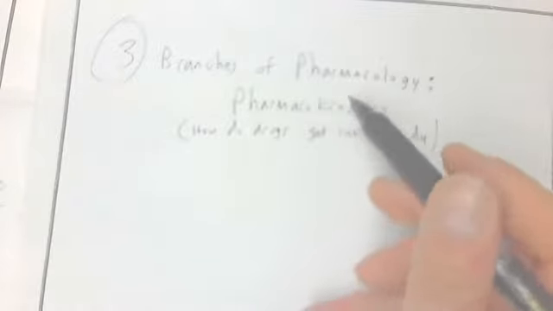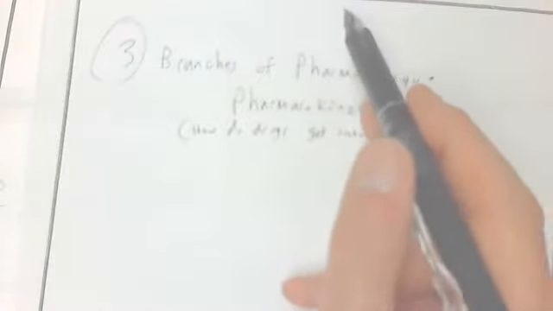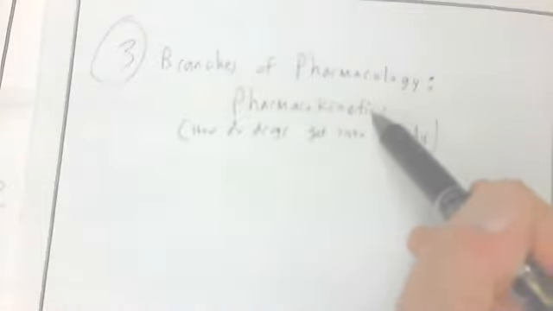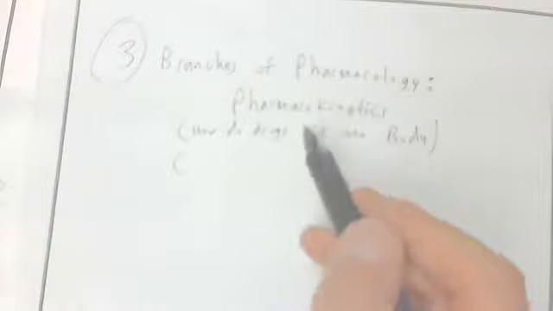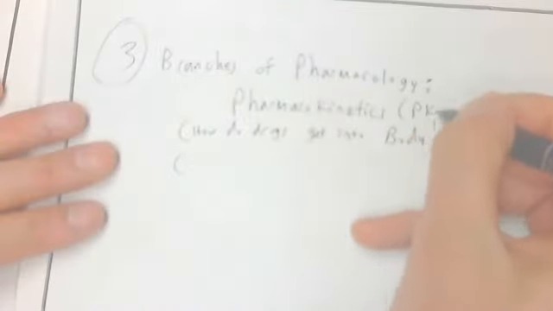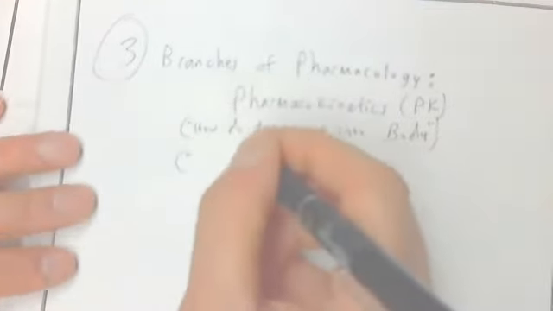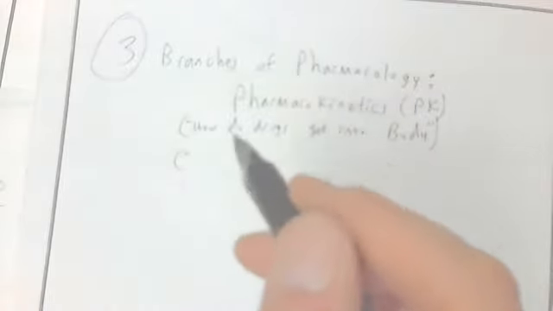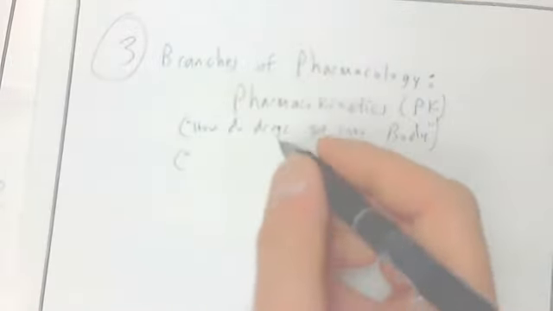Okay, so what did we say for pharmacodynamics? Pharmacodynamics was number 2, right? We said, what do drugs do to the body? So pharmacokinetics, you could say, how do drugs get into the body? Another way you could express the concept of pharmacokinetics, or PK, is, rather than what do drugs do to the body, you could say, what does the body do to drugs? That's an interesting question, right?